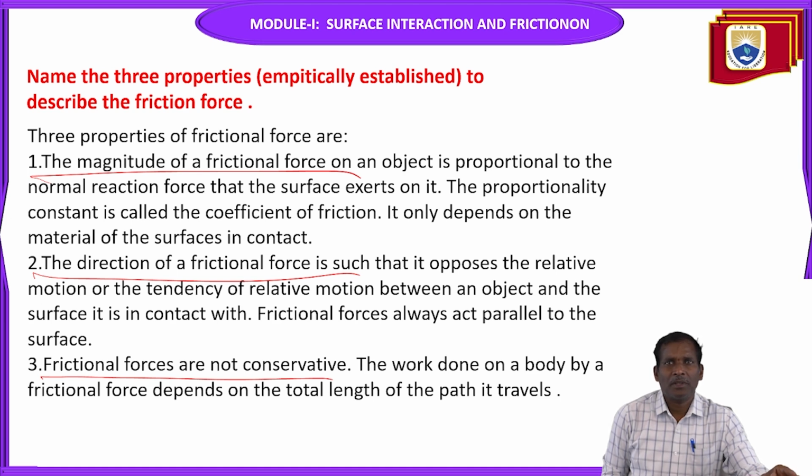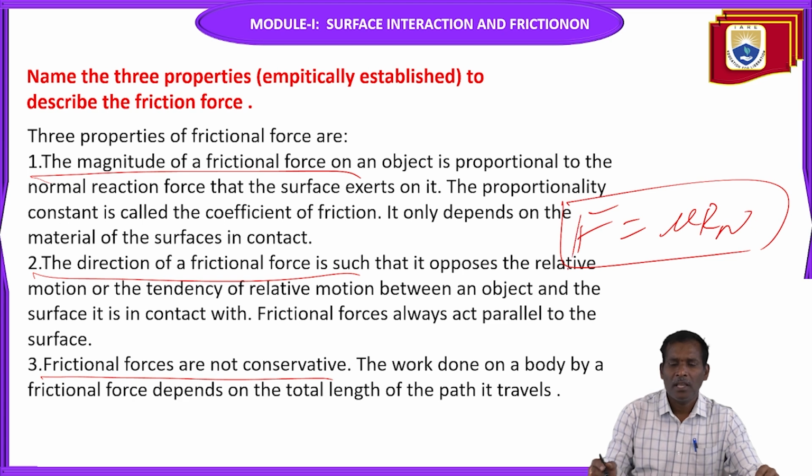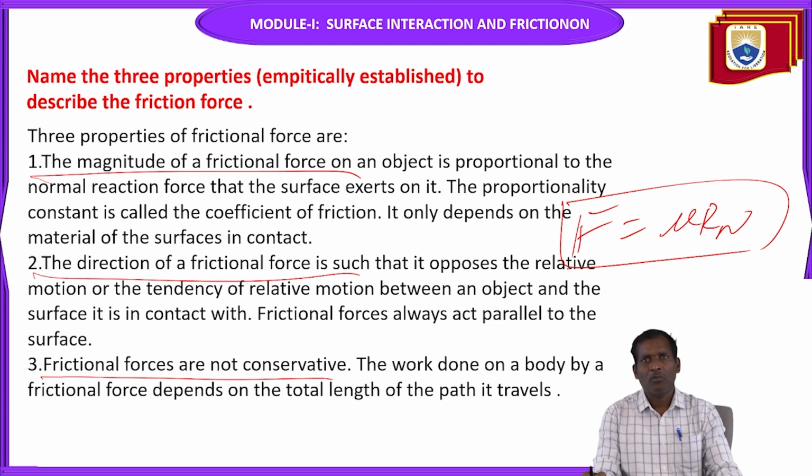The direction of a frictional force is such that it opposes the relative motion, or the tendency of relative motion, between the object and the surface it is in contact with. This frictional force always acts parallel to the surface. You already know the frictional force calculation: F is equal to mu Rn, the coefficient of friction times the normal reaction force.